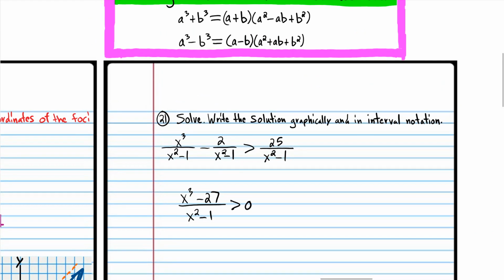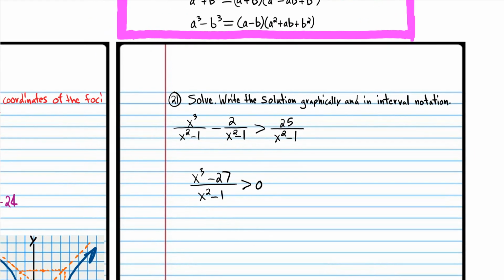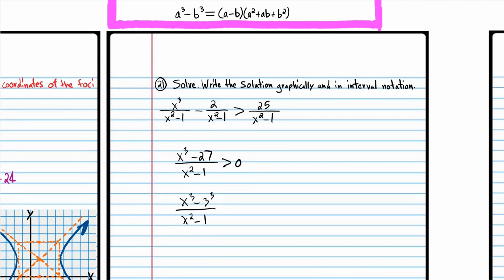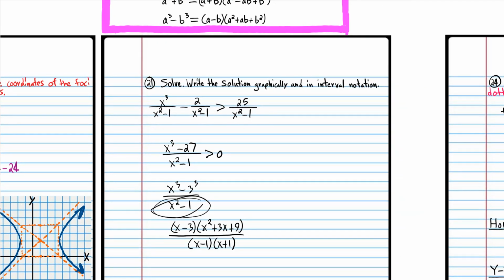Now we need to use this formula up here because we have the difference of 2 cubes. So if you rewrite this as x cubed minus 3 cubed, you can see that a is going to be x, and b is going to be 3. So we have x squared plus 3x plus 3 squared, which is 9, over x minus 1 times x plus 1. We have the difference of 2 squares down here. And we can't forget our inequality symbol.